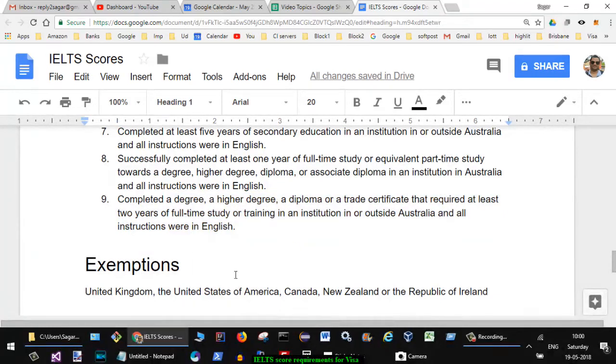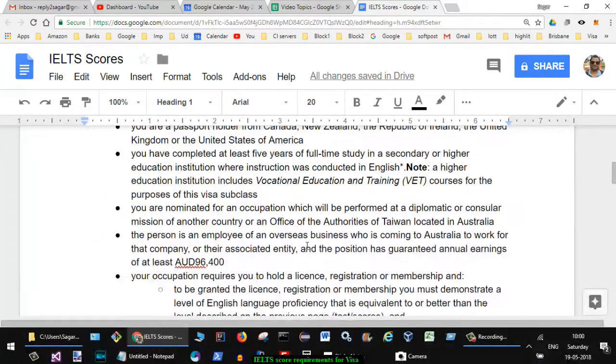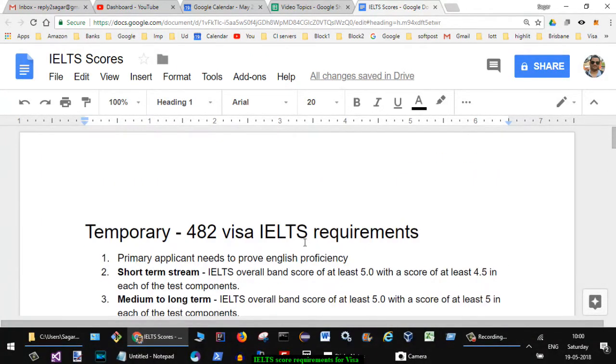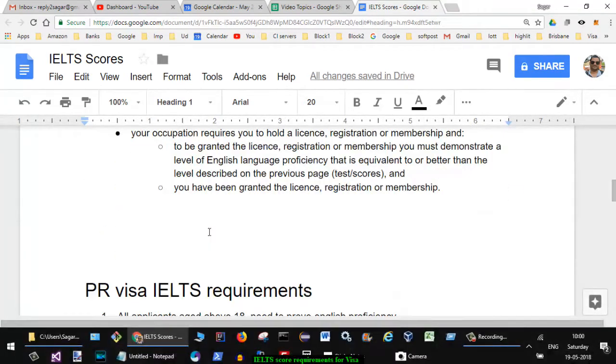And obviously there are some exemptions for citizens of the UK, United States of America, Canada, New Zealand and Republic of Ireland. You don't need to give IELTS. This explains what kind of IELTS scores are required for primary applicants as well as dependents for these visas: the temporary visa, 482 visa, and the PR visa, that is 189 and 190.